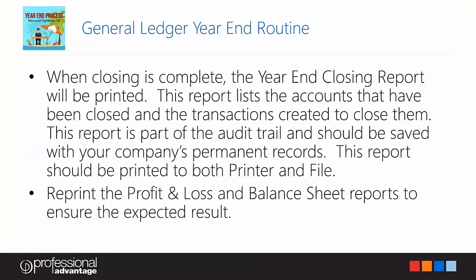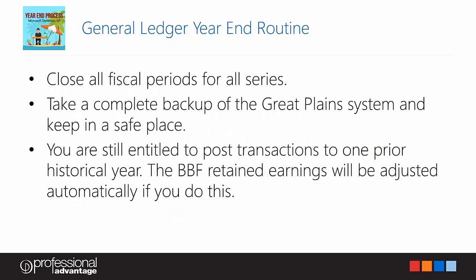All right, so when it's done, just print the year-end closing report, which lists the accounts that were closed and the transactions that were created to close those accounts. And then you can reprint the reports you've generated earlier prior to closing, just to compare and ensure the expected results. Then simply close all fiscal periods for all years and then take a backup. And as we pointed out earlier, you are entitled to post any further adjustment for the most recent year, and it will automatically update your beginning balance.